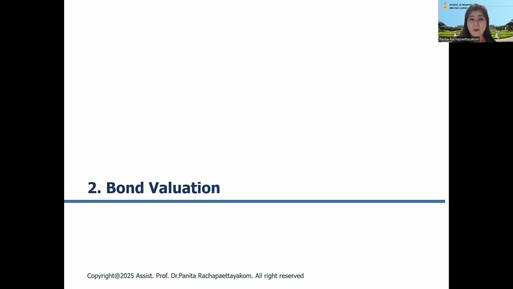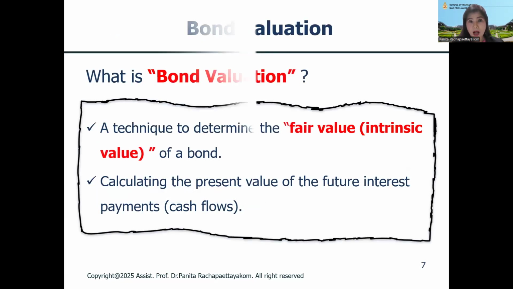So in terms of bond valuation, what is bond valuation? The bond valuation here is a technique to determine the fair price, I mean the fair value or the intrinsic value of that bond, by calculating the present value of the future cash flow, including coupon payments and the principal that you will get at the end of the period. I mean at the maturity date of the bond, right?